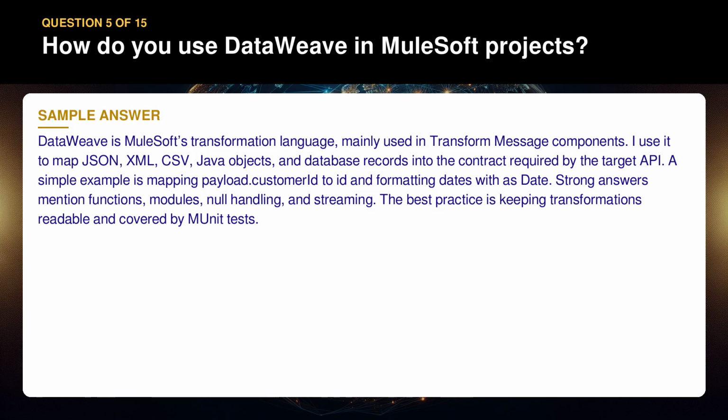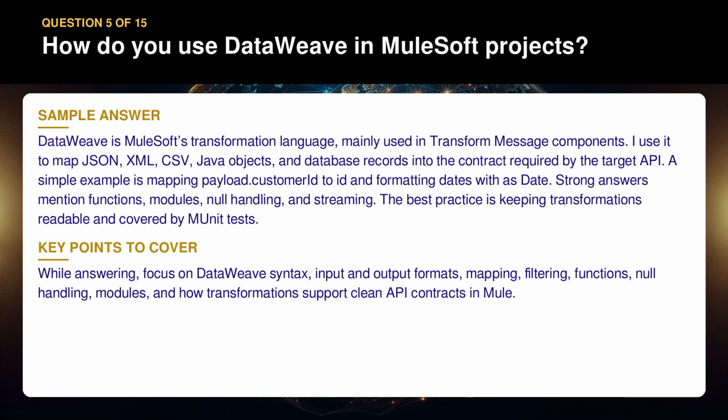Strong answers mention functions, modules, null handling, and streaming. The best practice is keeping transformations readable and covered by NUnit tests. While answering, focus on DataWeave syntax, input and output formats, mapping, filtering, functions, null handling, modules, and how transformations support clean API contracts in Mule.